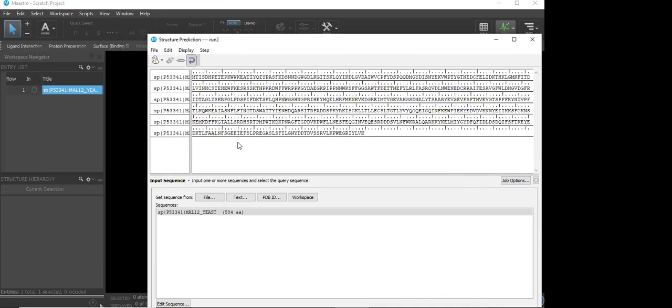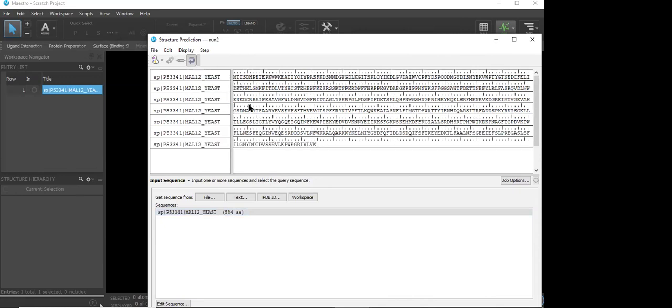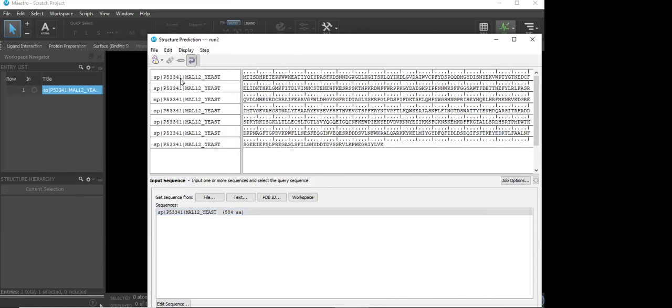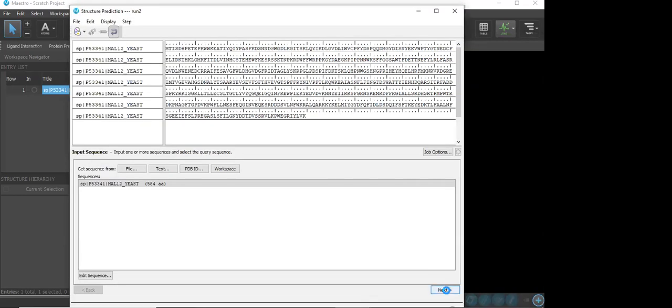Now I have imported that query protein. Here you can see it has a 584 amino acid sequence. You can see P53341, that is the UniProt ID of that query sequence, that is alpha glucosidase enzyme. It has 584 amino acids. Then click next.